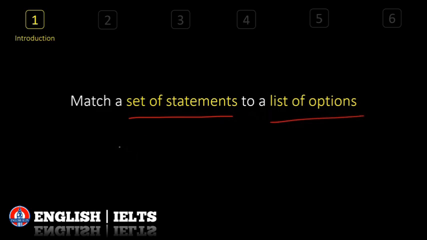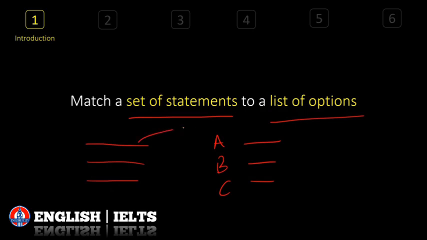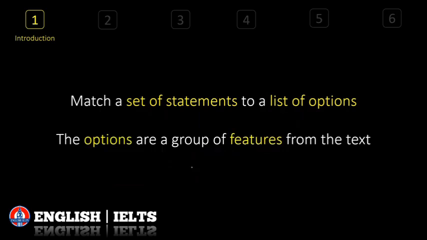There are plenty of statements like this, and you have options like A, B, C, and these statements you match with the information provided here. Whichever matches is an answer. And the options are the features from the text. You got it. That's why it's called matching the feature itself. So the options are actually a group of features that you have to match with the set of statements.